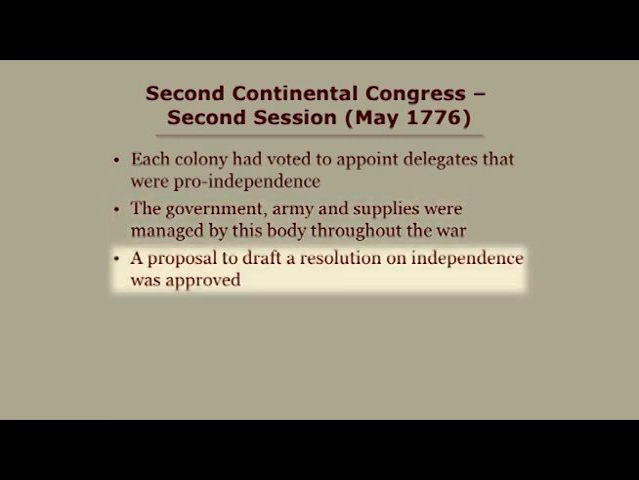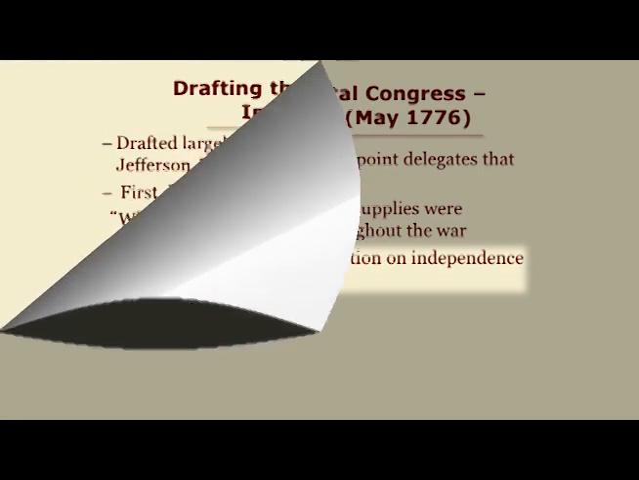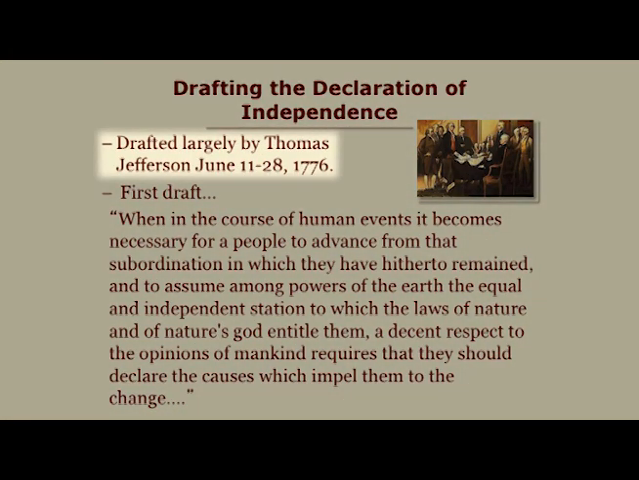A proposal to draft a resolution on independence was approved, and Thomas Jefferson was asked by the committee to be the principal drafter. John Adams, Benjamin Franklin, and one or two others were included in that committee. I think it's valuable for us to read the first draft, at least in part, of the Declaration of Independence, because in it we can see some of the words of John Locke, but we also see, interestingly enough, some of the corrections that were made by the committee. They smoothed it out and made it more powerful.